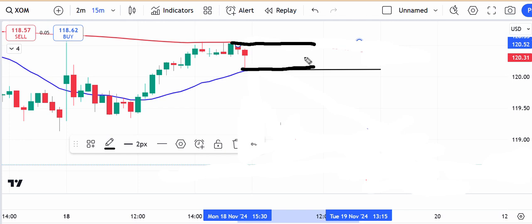So what happens when the actual trading day begins? Well, anything that's below here, we're going to go short. Anything that pops above, we're going to see if we can go long. It's really that simple. So let's see what we have.